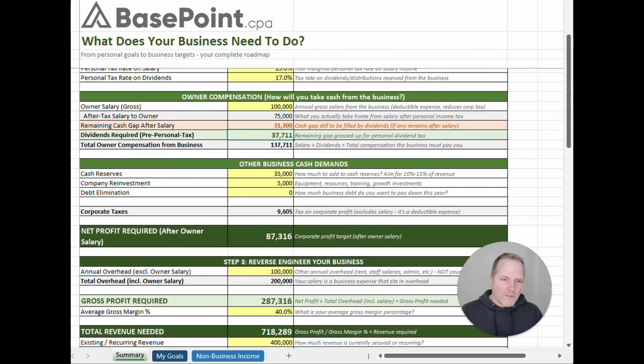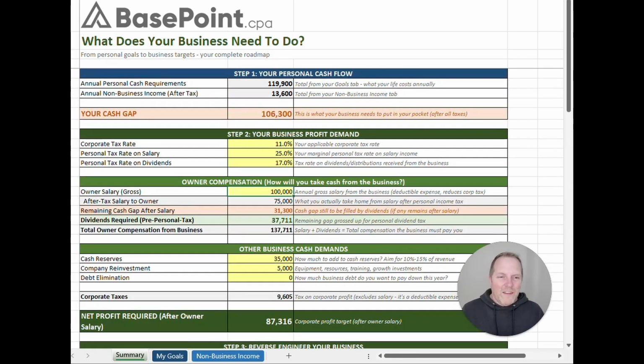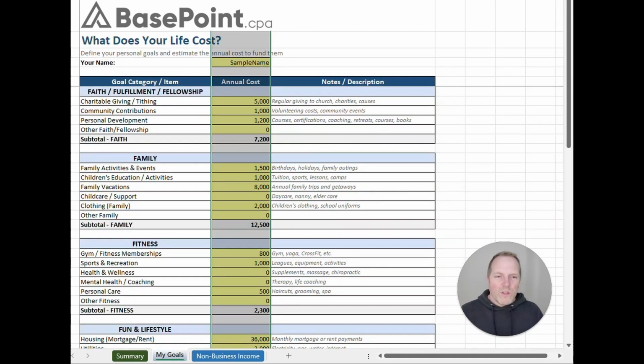of $37,711 that you need to add to your $75,000 after tax that you already took from your $100,000 salary, pay your 17% tax on that dividend, and your net after tax amount that you will have in your hands would be $106,300 in order to fund your personal goals over here.